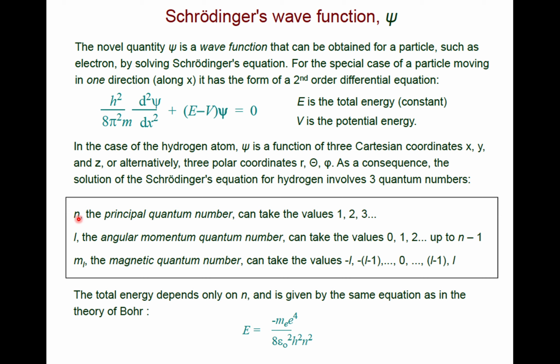The more important thing, which we'll talk about in the subsequent slides, is these three numbers that come out of this equation. n, the principal quantum number, can have values of 1, 2, 3, 4, all the way up to infinity. l, the angular momentum quantum number, will be 0, 1, 2, all the way up to n minus 1. And m sub l, the magnetic quantum number, can have values from minus l all the way up to plus l, going through 0.